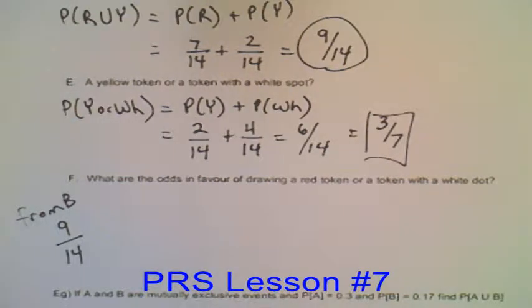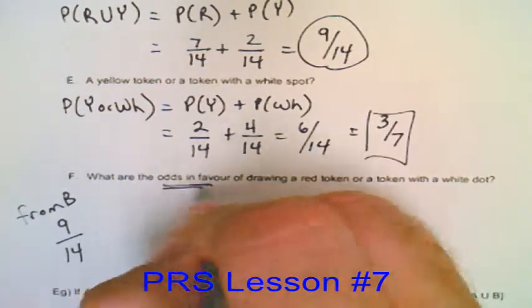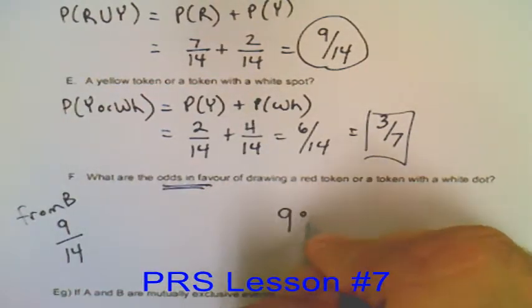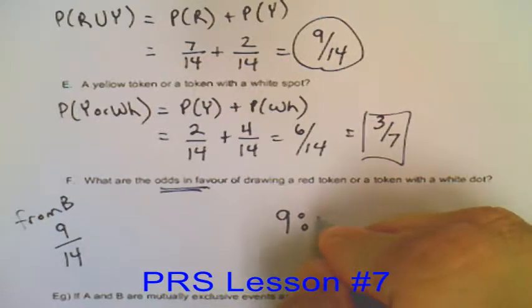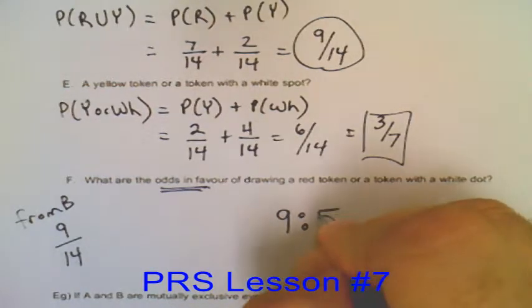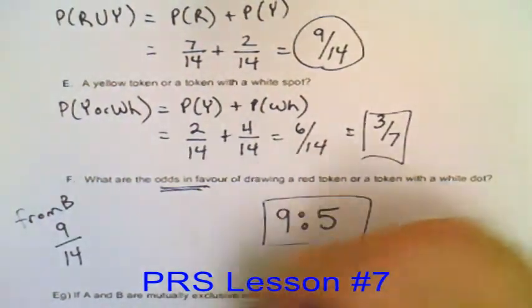Odds. It's not probability, I know that. I have to figure out the probability of drawing a red token or a token with a white dot. Now, I did that. That's question B. Okay? So from B, I know it's 9/14. If you didn't have it, you'd have to do it. But I know the probability of getting a red or a white dot is 9/14.